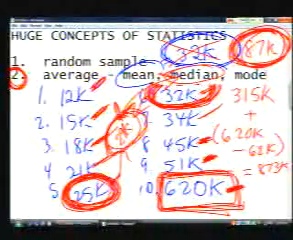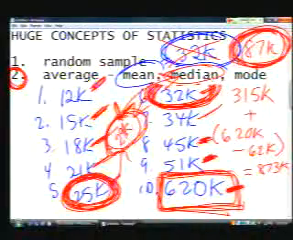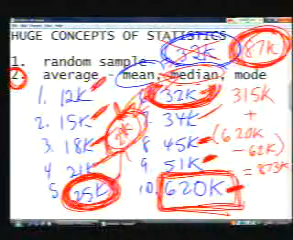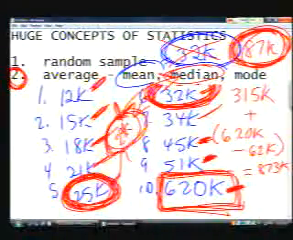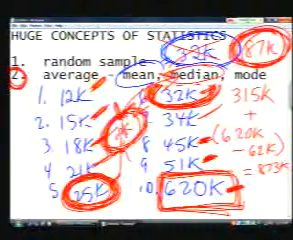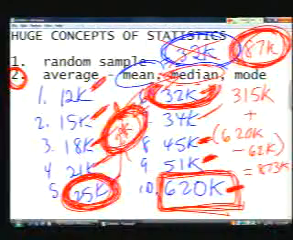Now, out of those three averages, mean, median, and mode, which one do you think is the fairest representation of salaries for the company? Rachel. The mean, the median, or the mode? The median. The median, absolutely. Because you see, now you're talking median, 29,000.